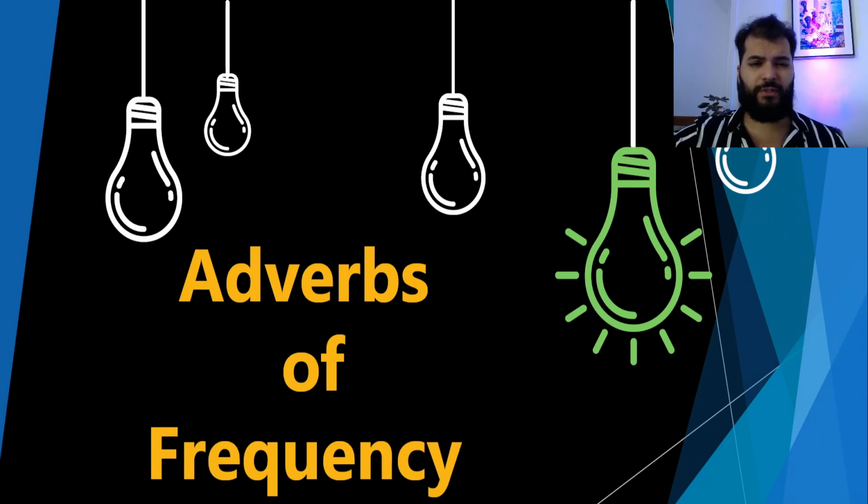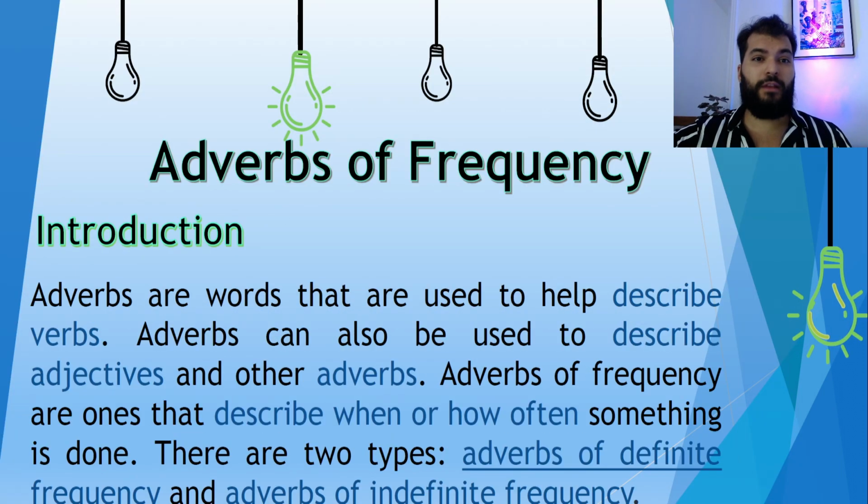Adverbs of frequency. What are the adverbs of frequency? Why do we need them? The adverbs of frequency are words that we use to describe verbs, describe other adverbs, and describe adjectives. All right? The adverbs of frequency tell us when or how often an event happens.